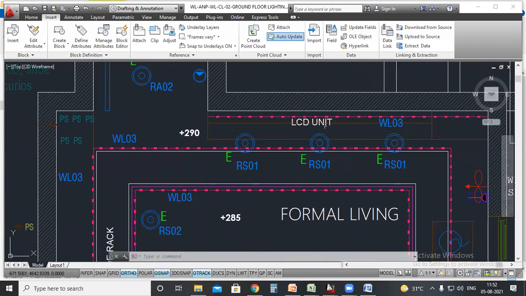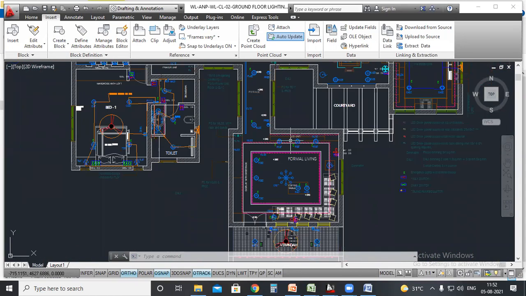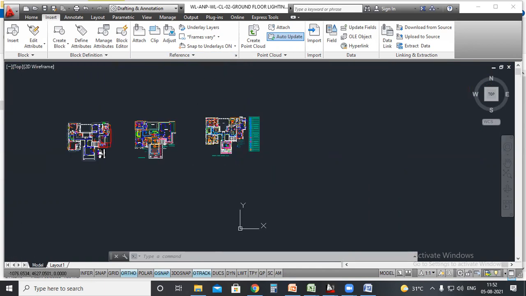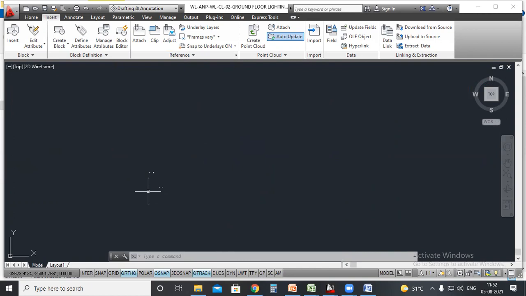Okay. Here we also have an LCD unit. For that, the client also provided the elevation, so we could easily understand at what level the socket should come. Because by viewing the 2D plan alone, it will be a little bit difficult to understand how it looks. So for example, I can show you the elevation also. A minute.